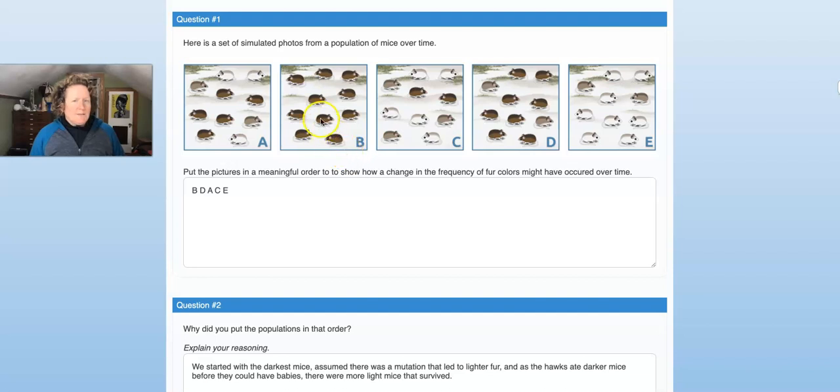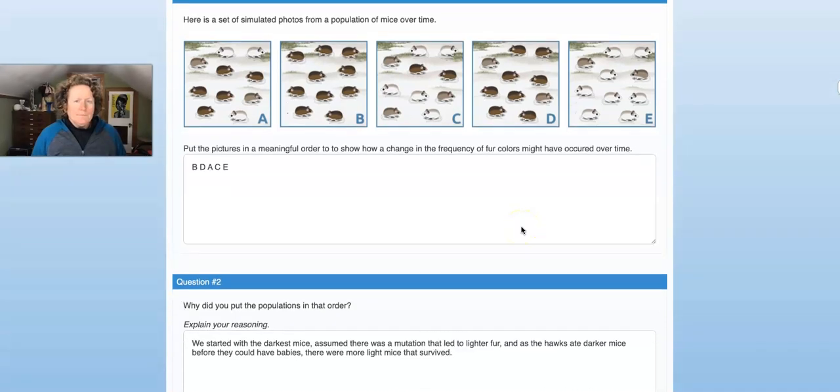Which group of mice is the darkest? And when we looked at this as a class, we decided B was the darkest and D was the next darkest. And then we decided A was kind of in the middle, which probably led to C, that led to E. You can come up with your own order. It's just important that you justify your decision making.